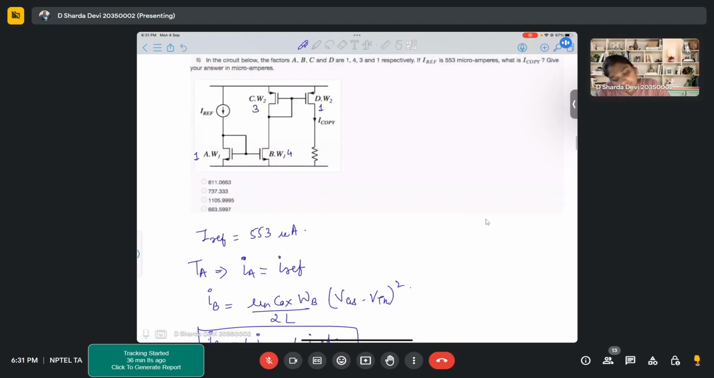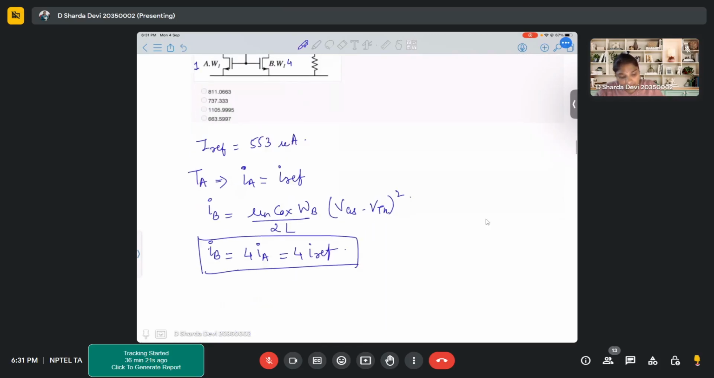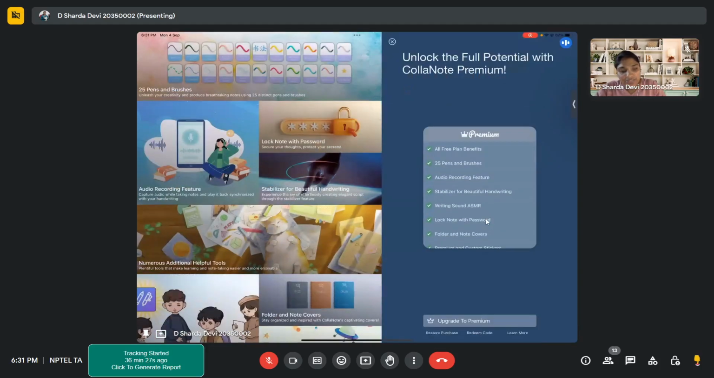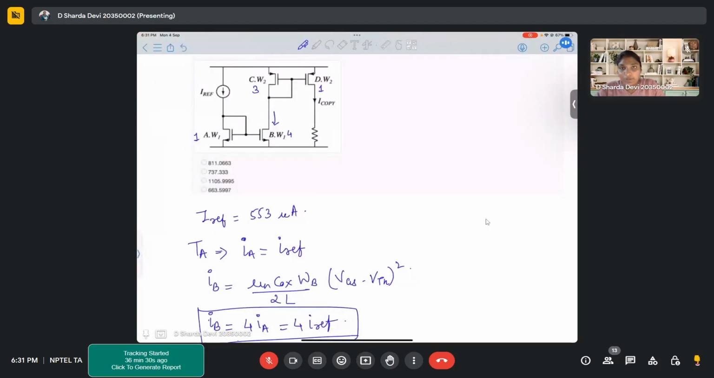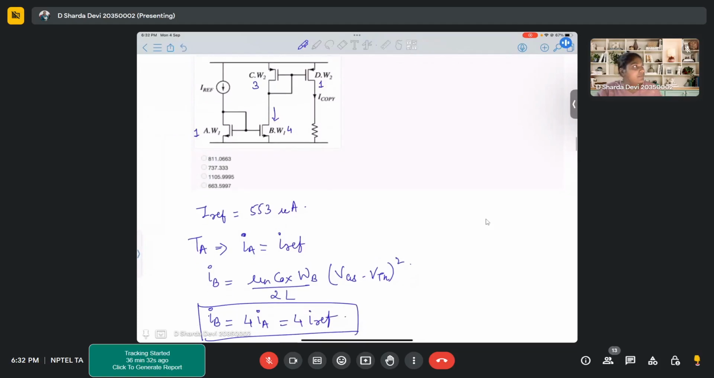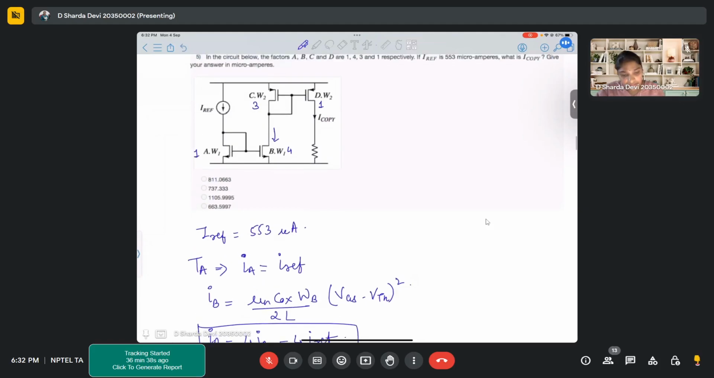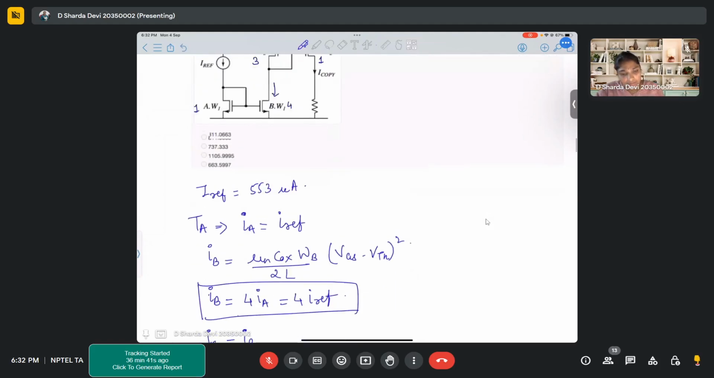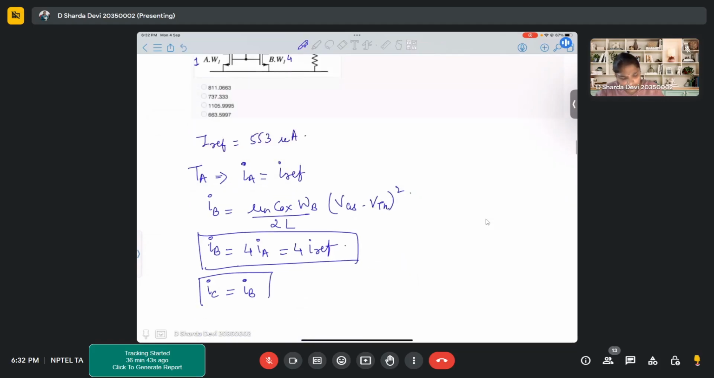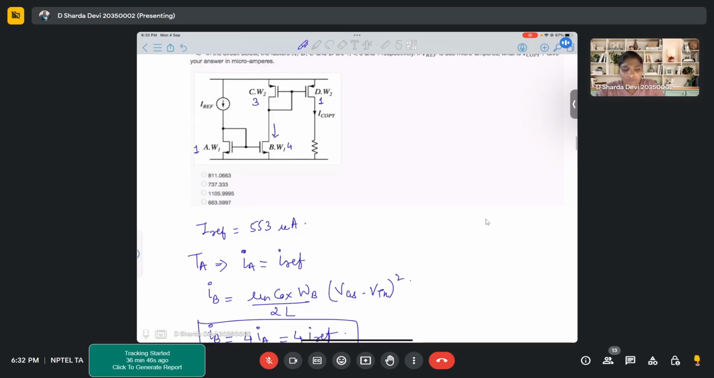Now, the current that is flowing through transistor B, the same current will flow through transistor C also. Correct? Because they are in series. So IC is equal to IB. But here there is a difference in W, so W needs to be considered. Or we can directly say IC equals IB irrespective of change in W because they are in series.